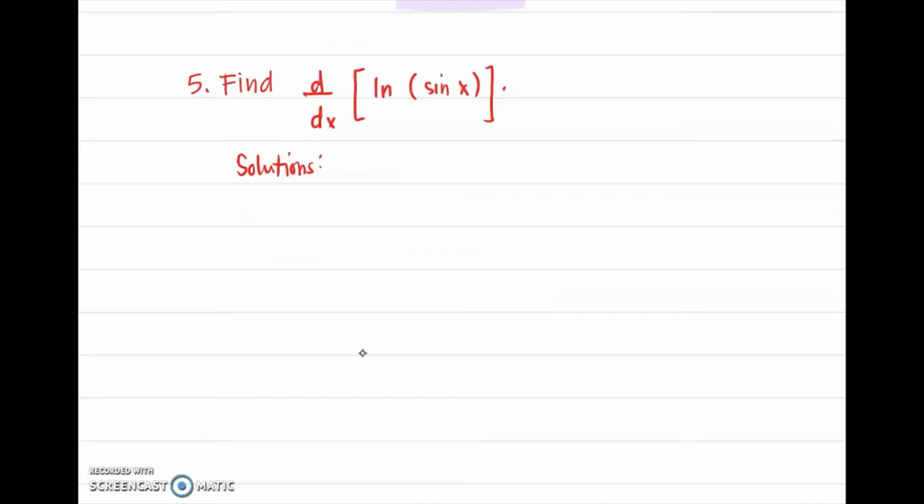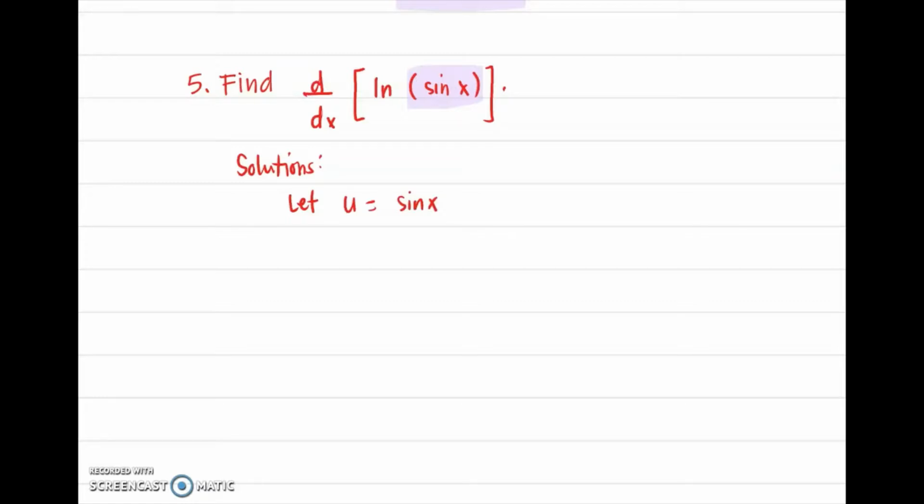Now let's go to our fifth example. Find the derivative of the natural log of sine x with respect to x. So identify our inside function, and that is sine x. Now let that be our u. Now let u be equal to sine x.